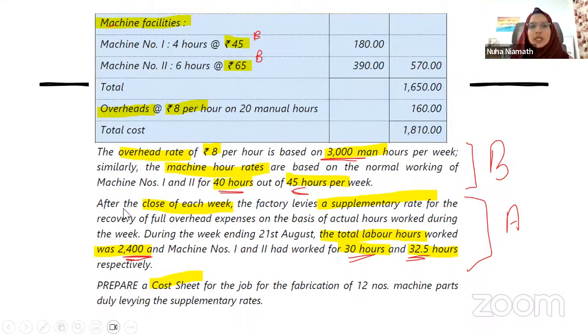Okay, thank you. So after the close of the week, the supplementary rate is used to recover all the full overhead expenses on the basis of actual hours worked during the week. During the week ending 21st August, the total labor hours worked was 2,400 and machine number 1 and 2 had worked for 30 hours and 32.5 hours respectively. Prepare a cost sheet for the job for the fabrication of these machine parts.